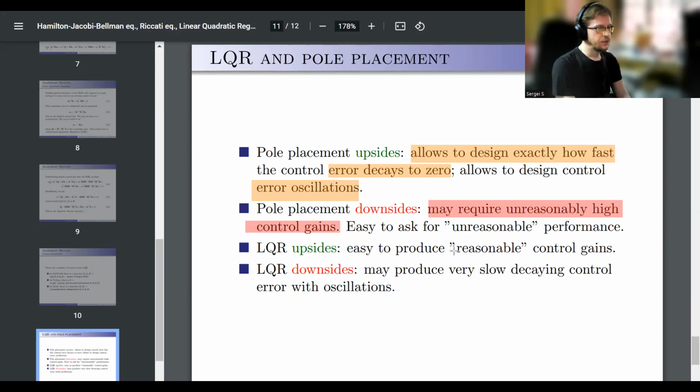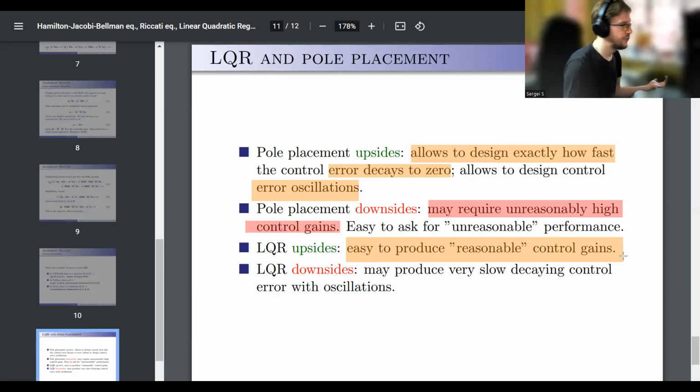Now, LQR is very easy to produce good gains. If you just choose Q equal to identity, R equal to identity, most likely you'll produce a reasonable K. So LQR doesn't force anything on your system. And as long as your control gains are reasonable and cost is reasonable, you'll find an optimal control policy with respect to this cost, which would be reasonable.